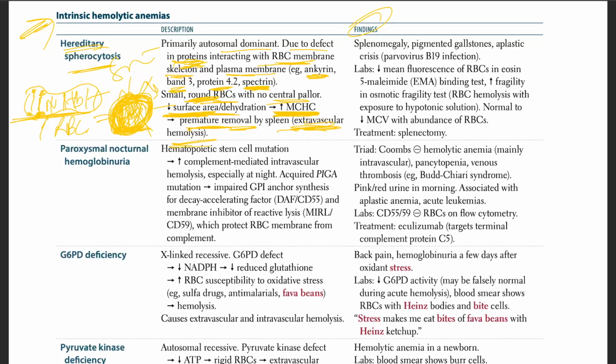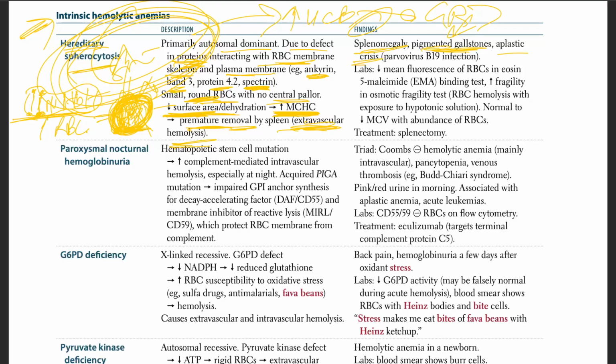So let's look at the findings. We have splenomegaly. This all is going to go into the spleen, leading to splenomegaly. Pigmented gallstones: lysis leads to an increase in unconjugated bilirubin. That bilirubin goes into the gallbladder, and so much is there that it causes pigmented gallstones.